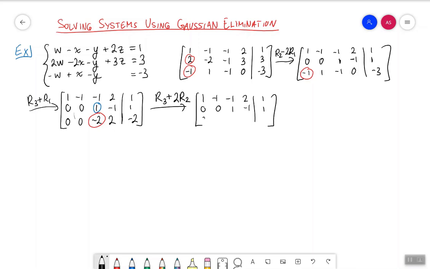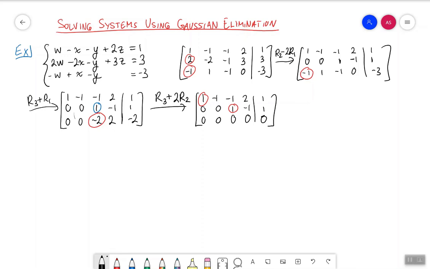Row 3 becomes, let's see, -2 plus 2 is 0. Good, we wanted that to happen. Then 2 plus 2 times -1, so 2 minus 2 is 0. -2 plus 2 times 2 is 0 again. Okay, and this is in row echelon form with leading entries 1 and 1.